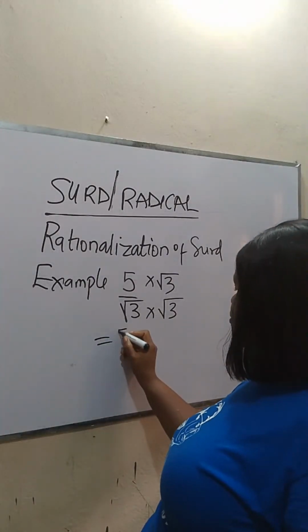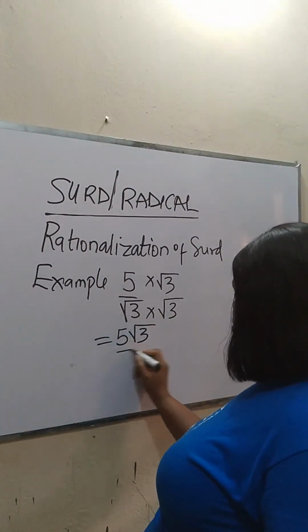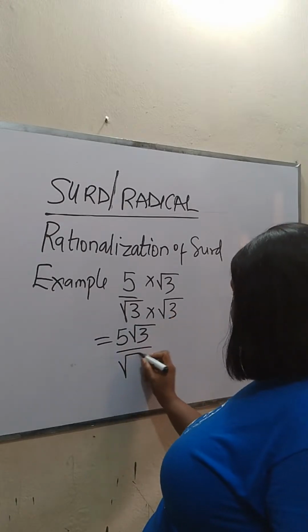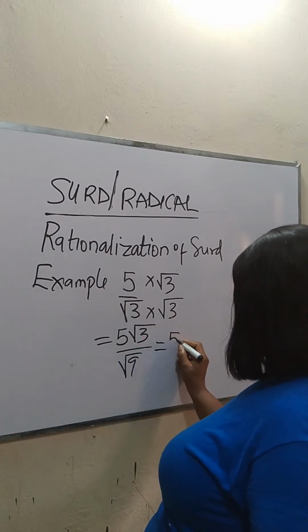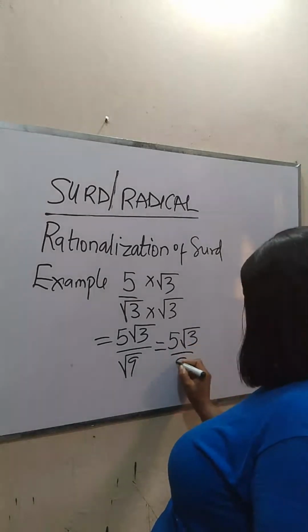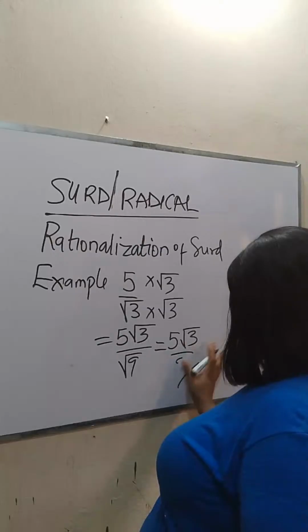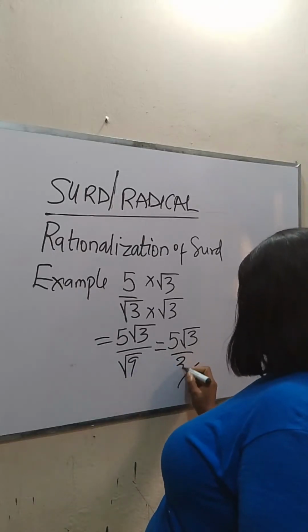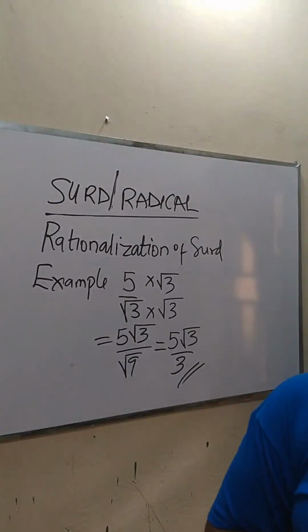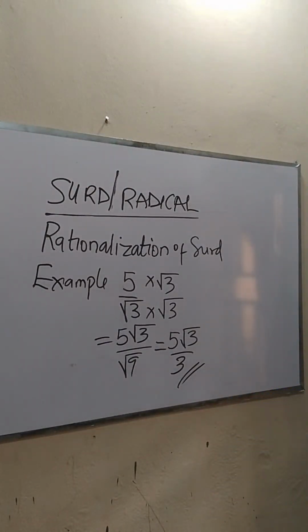If you do that, we have 5 root 3 all over root 3 times root 3, which gives us 9 under the root. This is equal to 5 root 3 all over root 9. Sorry, root 9 is 3, and this is the final answer. If you leave an answer in this form, you're right, because the denominator is now a whole number. You can't leave your denominator as a radical. All right, let me do one more question and we continue tomorrow.